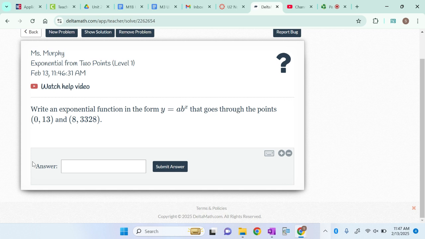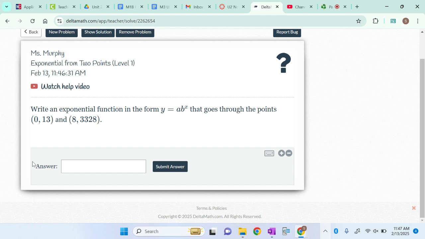So the way we figure this out is we're trying to figure out what we need. First off, we already got our A value. What is it? We're using this form: y equals A times b to the x power. We already have A. What's A? 13. So we already have A equals 13. The hardest part here is figuring out what B is.